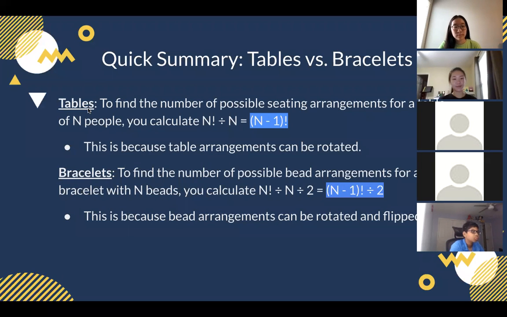So a quick summary on tables versus bracelets. Remember, both tables and bracelets can be rotated. So you have to divide by the amount of rotations you can do, which is also just n minus 1 factorial. And then remember that a bracelet can be flipped. And I don't think that in real life you can flip a table. So since you can flip a bracelet, you have to divide by 2 because there's going to be symmetry associated with the flipping of a bracelet.